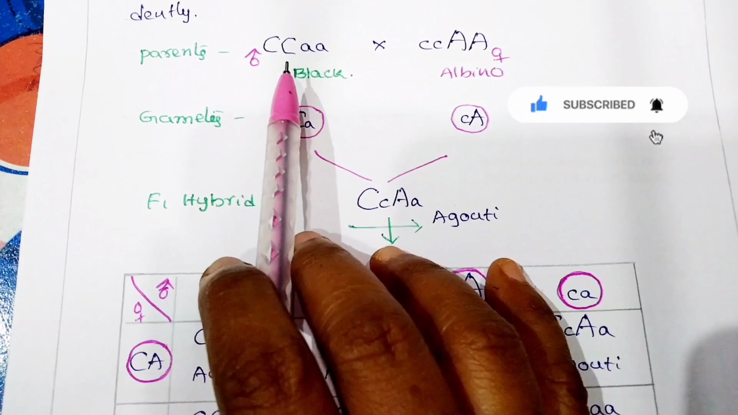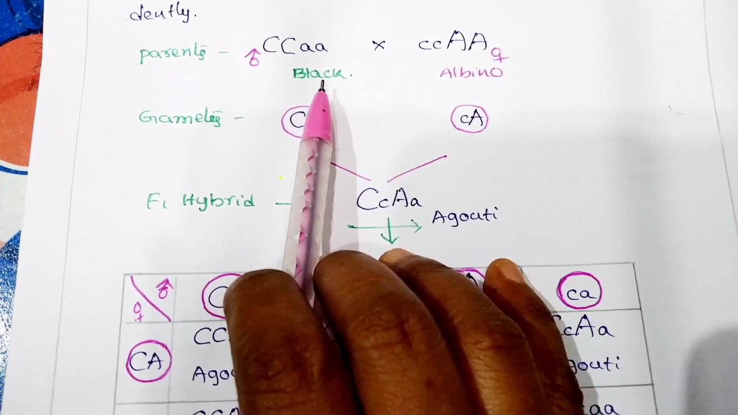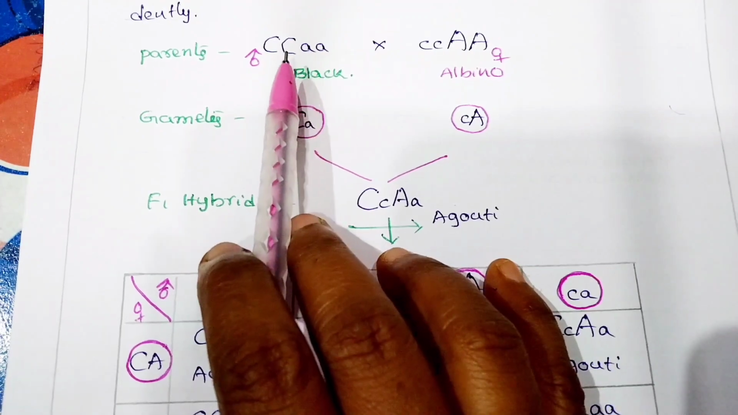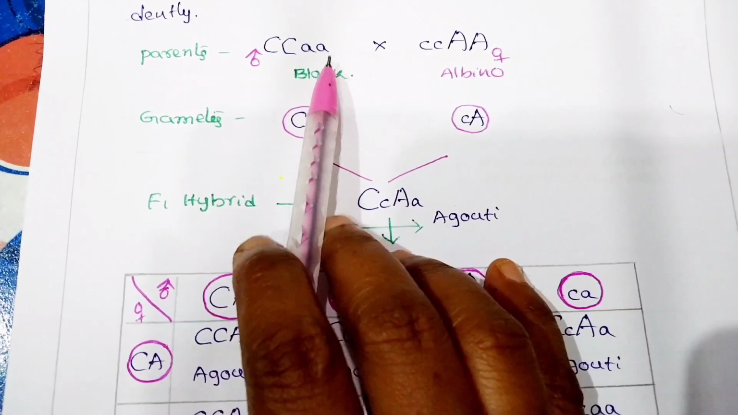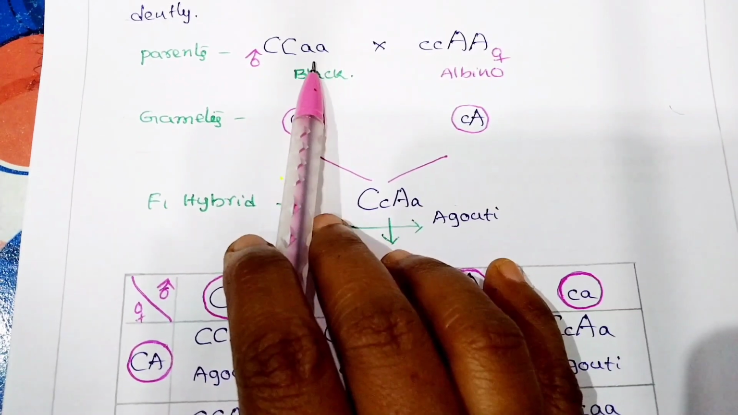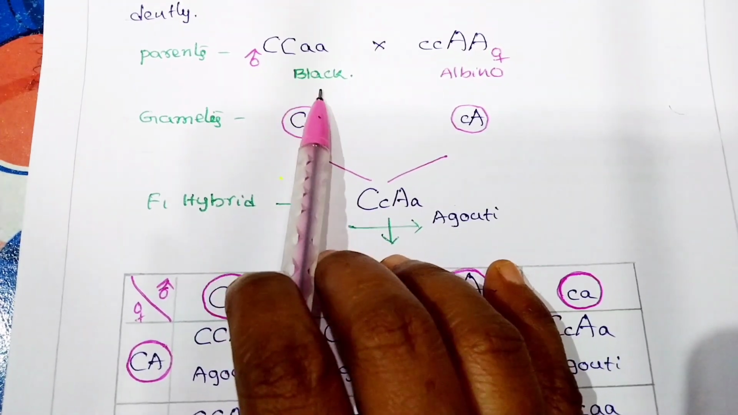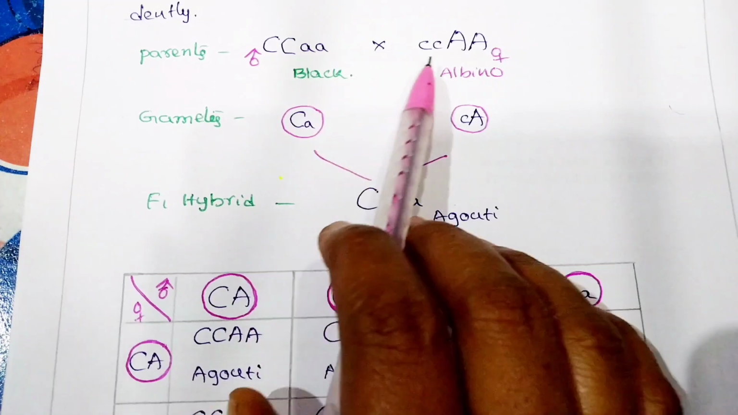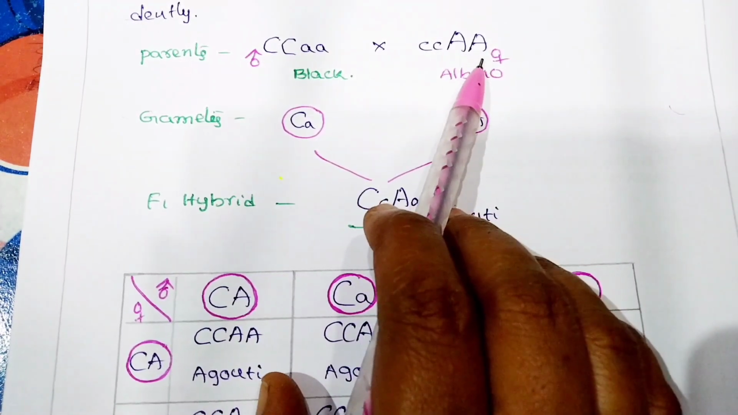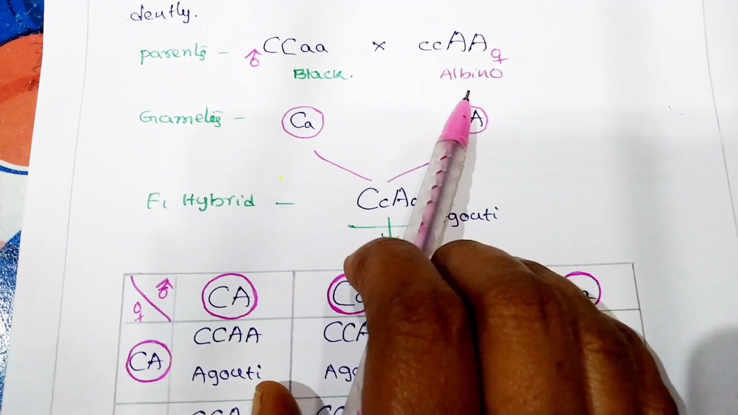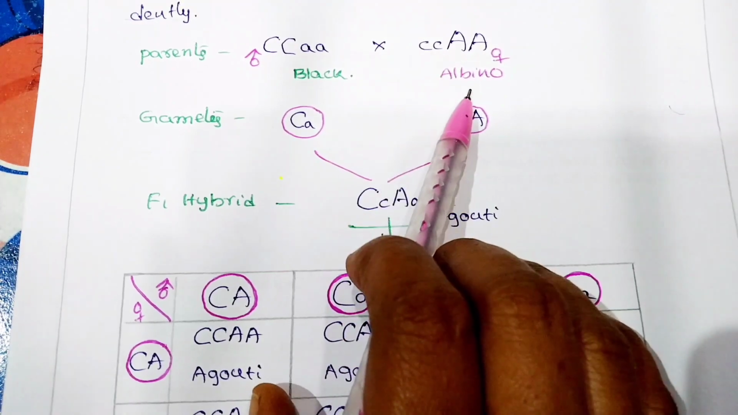The pure breed black rat has the genotype capital C, capital C, small a, small a. Look at this. Here there is no capital A. That's why capital C is able to produce black coat color in the rat. The other parent is small c, small c, capital A, capital A. It will produce albino color. Why? Because small c is present.